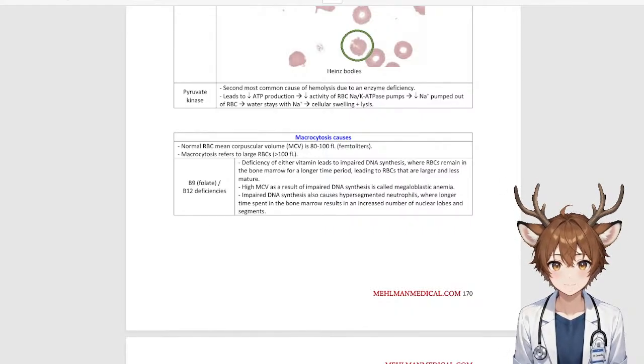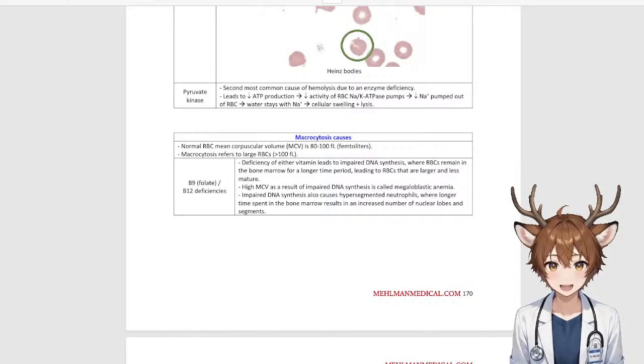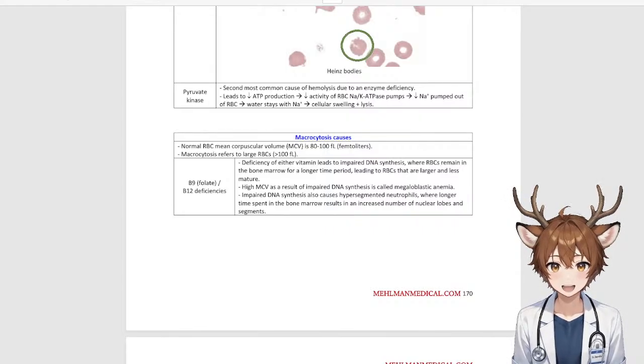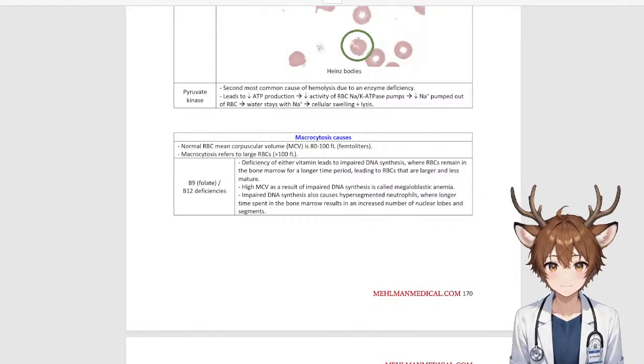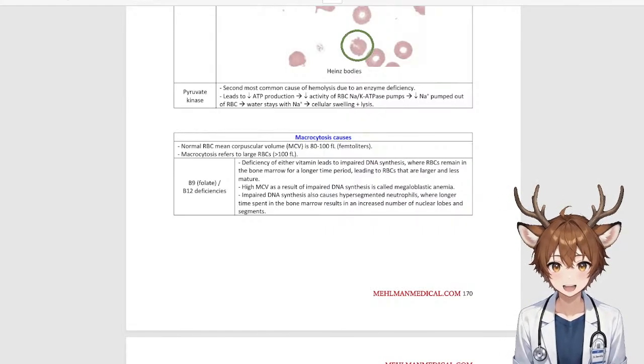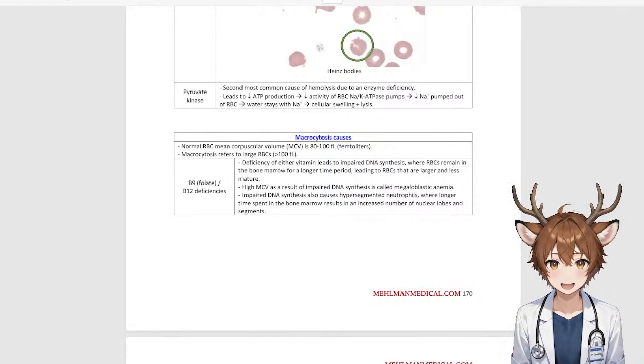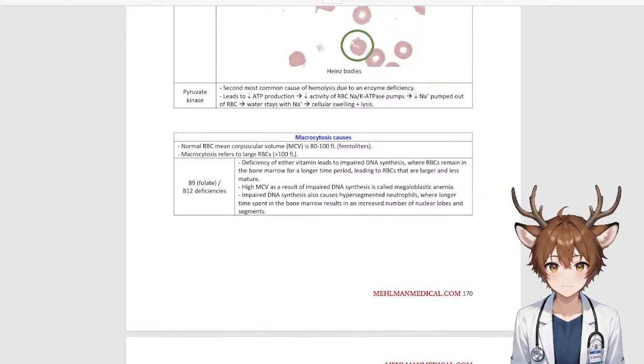Macrocytosis causes. Normal RBC mean corpuscular volume, MCV, is 80 to 100 femtoliters. Macrocytosis refers to large RBCs greater than 100 femtoliters.